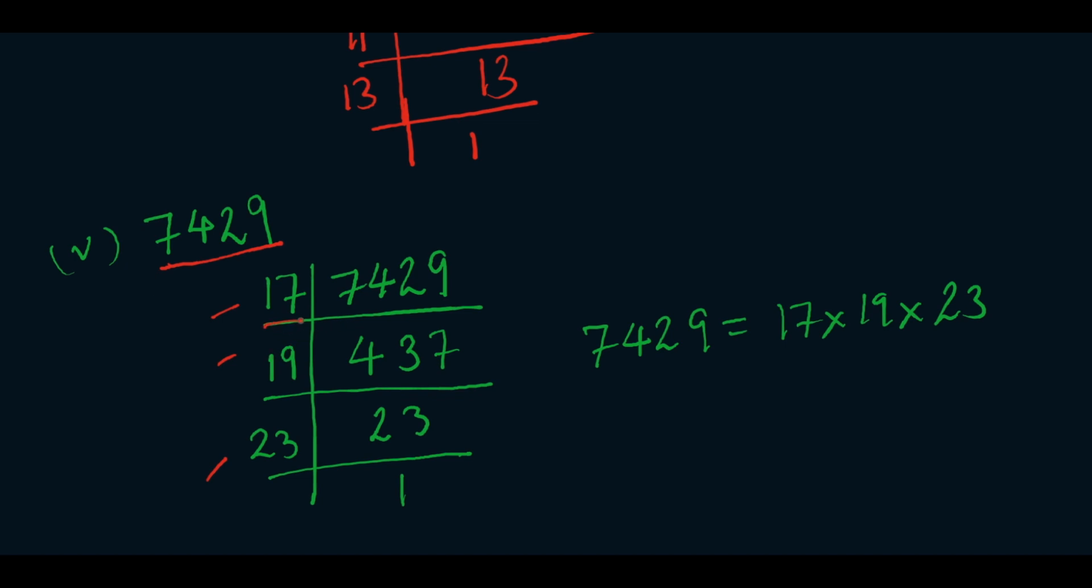First you divide by 17 because this is not divisible by any other numbers like 2, 3, 7, 11, 13. So our next choice after 13 becomes 17. When you divide by 17, you get this number. Again you have to divide by 19 and then by 23. So the prime factorization of this is 17 cross 19 cross 23.